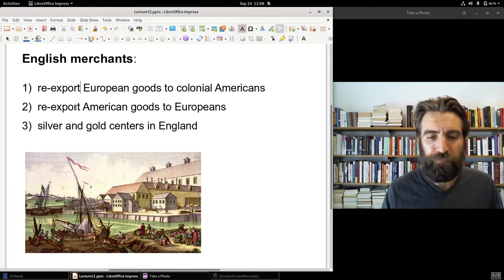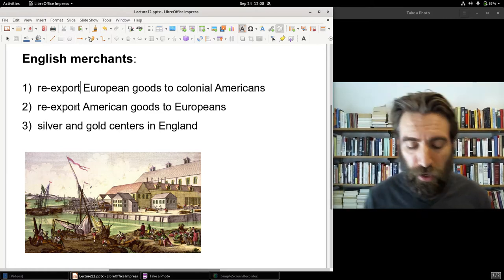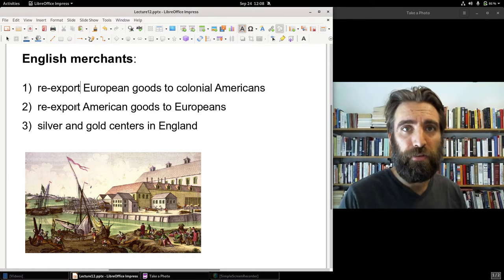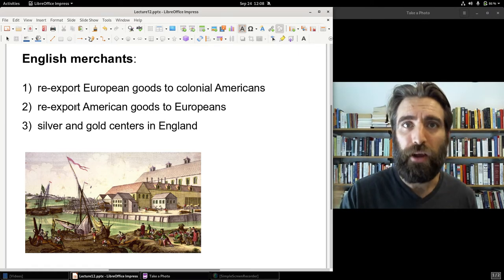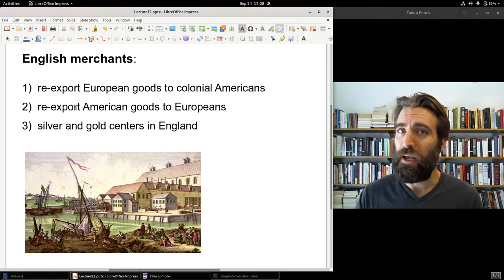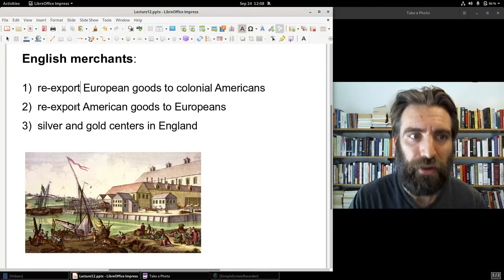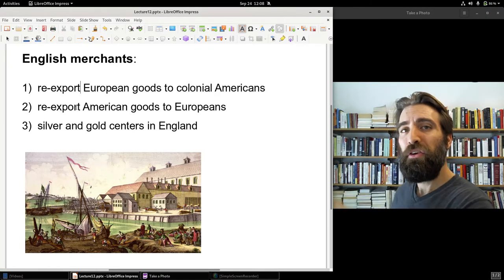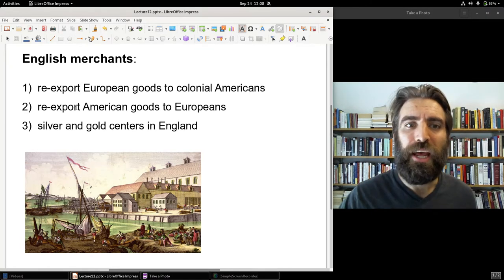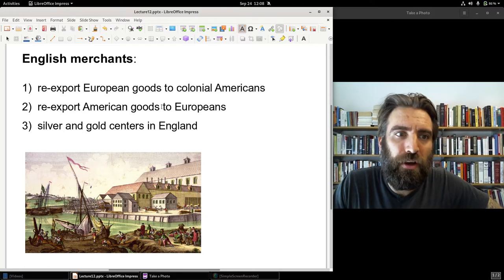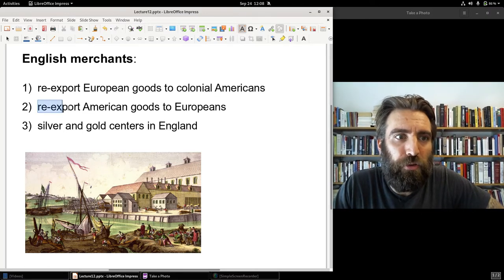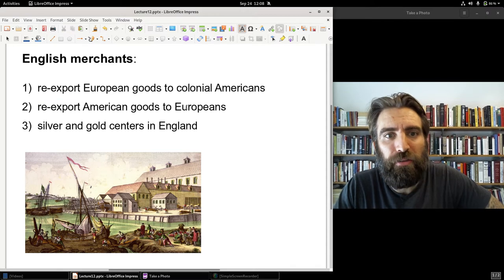On the flip end, colonial Americans were not allowed to sell their produce, tobacco, sugar, directly to any other foreign power. They could only sell it to England. And then the English merchant had the exclusive right then to re-export American goods to Europeans.